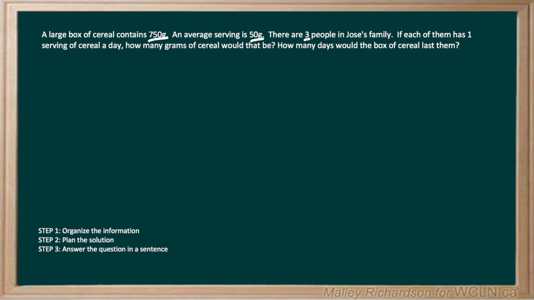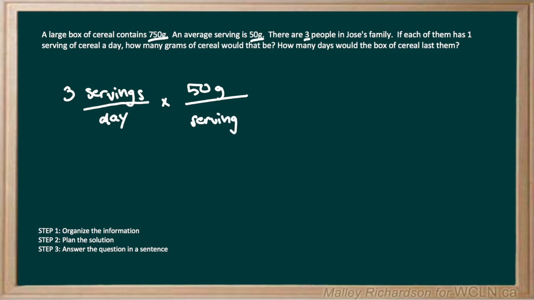So we know that there are 3 people in the family, and they each have a serving a day. So that means there are going to be 3 servings in total for the day. So our units are going to be 3 servings per day. And now we need to find how many grams of cereal that would be. We know that there are 50 grams per serving, so we're going to multiply that by 50 grams per serving.